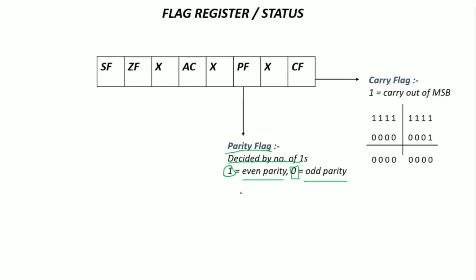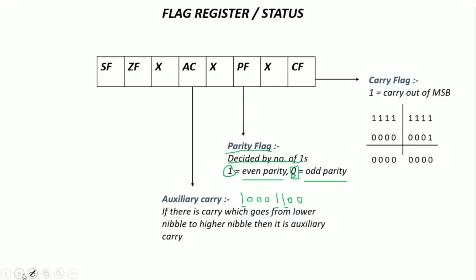Consider that this is our particular result: 1 0 0 0 1 1 0 0. In this example we can see that 1, 2, 3, total 3 ones are there, so it is odd parity. So the parity flag will be equal to 0 here. I hope that you would have understood parity flag. So let's move forward.